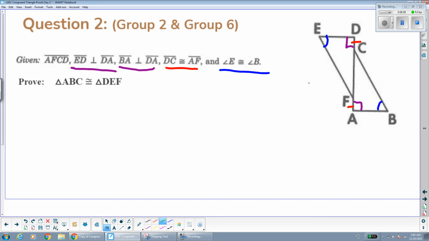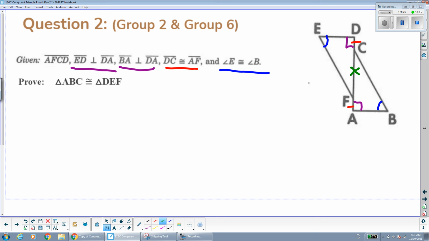Notice if I wanted to make DC bigger, to make it go all the way down to F, I would have to add on CF to make DC extend all the way to F. And notice if I have AF and I want to make it bigger, I want to make A go all the way to C, I also need to add on CF to make A go all the way to C. So I'm going to be using the addition postulate here, and to DC and to AF, I'm going to be adding the same segment CF.